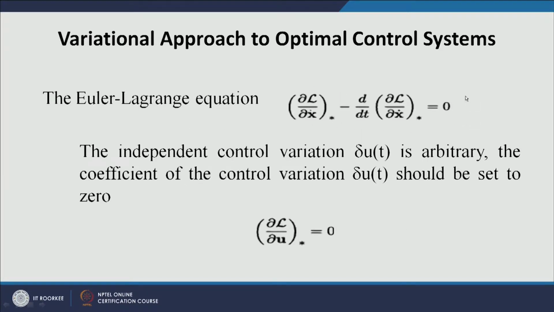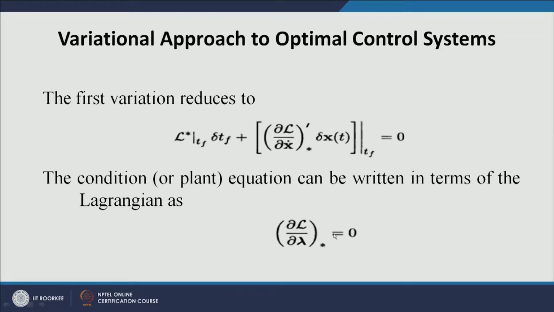This gives me the EL equation: del L by del x minus d by dt del L by del x dot equals 0. If this is 0, then the coefficient of the independent variable delta u will also be 0. So del L by del u is 0, and my terminal condition is L of tf plus del L by del x dot delta x at tf equal to 0. Up to this we covered in the previous class.